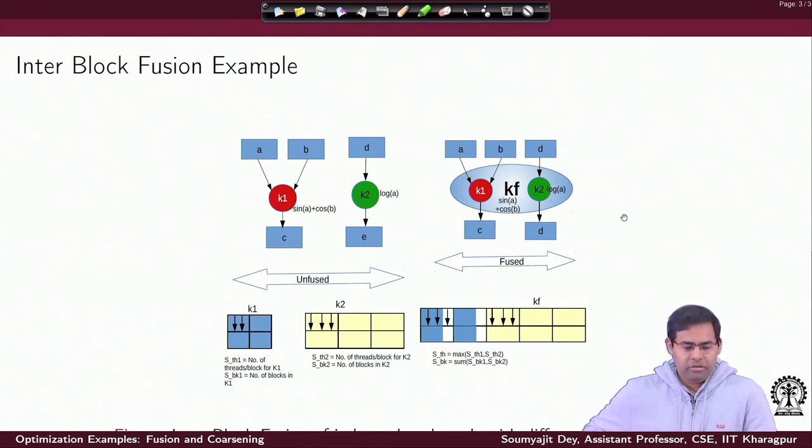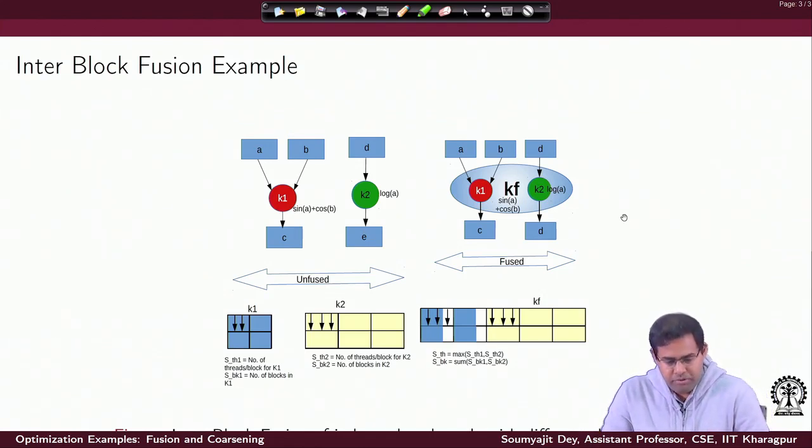Okay. Now, if we come to the inter-block fusion example, we are again restricting ourselves to the original kernels. So, we have the unfused versions on the left and the fused version on the right. Again we are considering the general case where we have imbalance in terms of the number of threads per block, and also imbalance in terms of the number of blocks, but now things are quite easy. All we do is we increase the number of blocks and we delegate some of the blocks exclusively for activities of kernel 1 and we delegate some of the blocks exclusively for the activities of kernel 2.